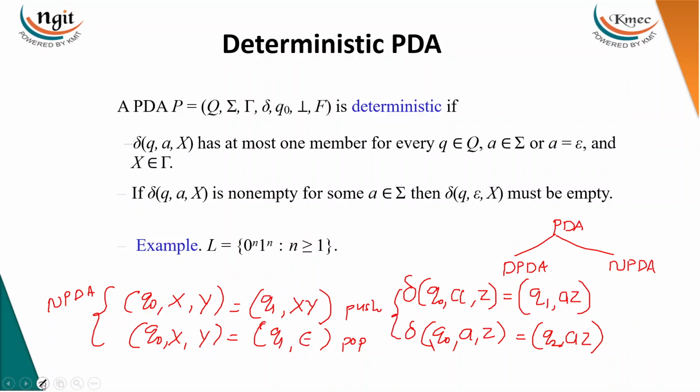So what is the definition of DPDA? On any state, if you read any input symbol and a particular stack symbol, then it must go to the same state by performing the same operation. If states are different, NPDA. If operations are different, NPDA. Right? That is the definition of DPDA. Of course, whatever we are taking here, if it is epsilon, then that must be empty. So we'll discuss that with a simple example.